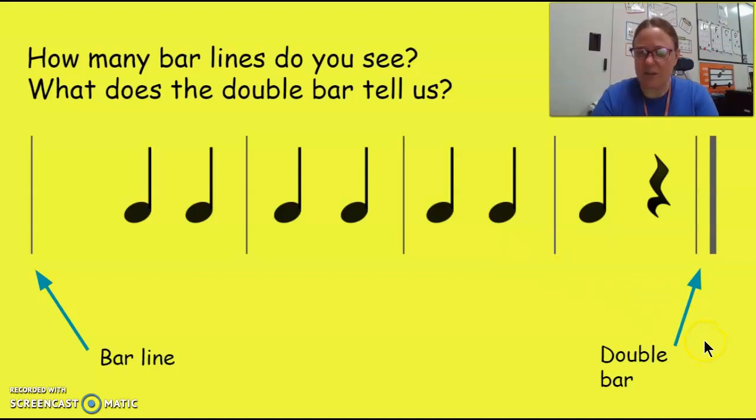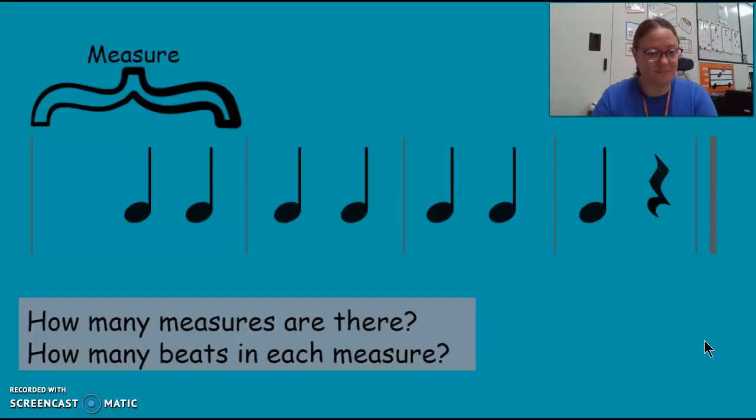Here's our double bar. Do you remember what the double bar tells us to do? It's that symbol in music that tells us to stop. That's the end. All right, now we remember our bar lines and our double bar. So let's move on to the next thing.